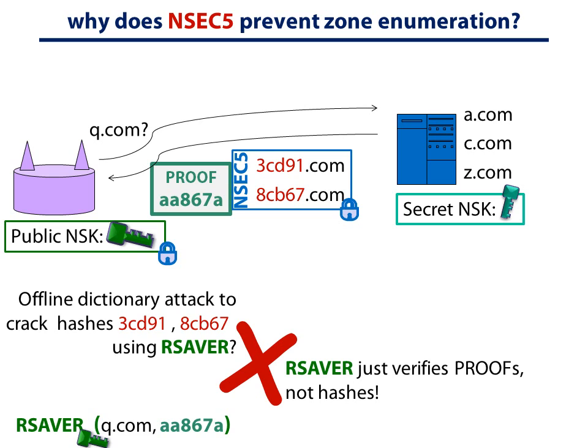So this was sort of an intuitive argument, and we have a formal argument that NSEC5 prevents zone enumeration in our paper. In order to do this argument, we also have a cryptographic definition of what it means to have privacy in this setting, or what it means to prevent zone enumeration in this setting. So please see our paper for that.